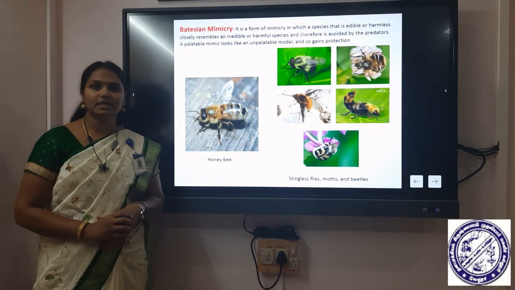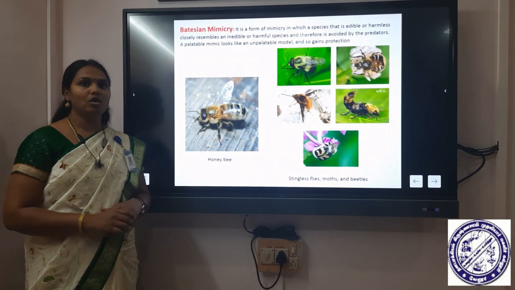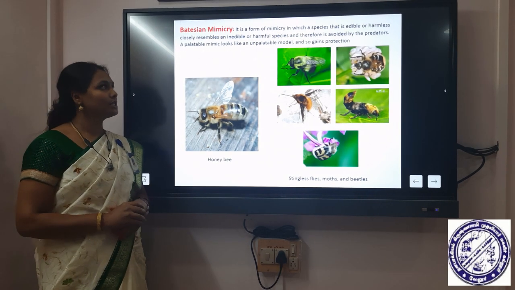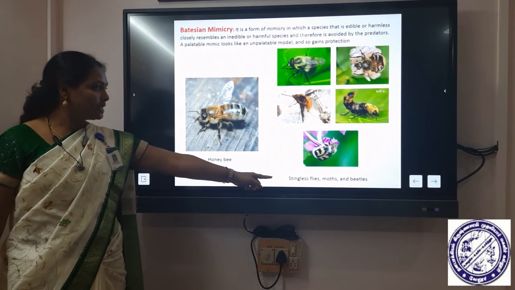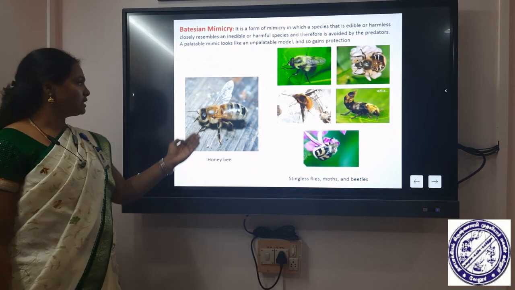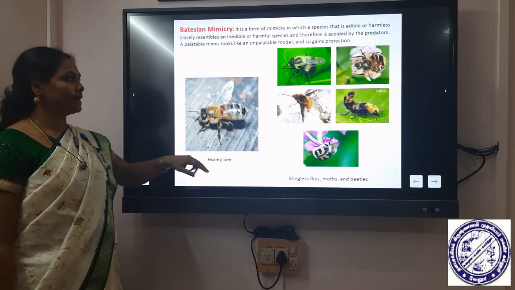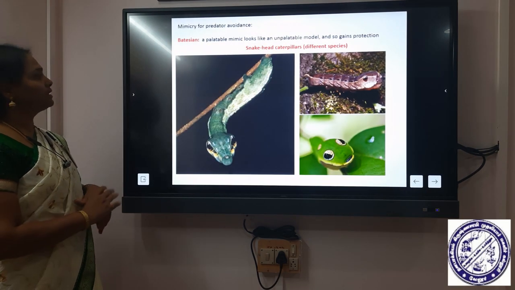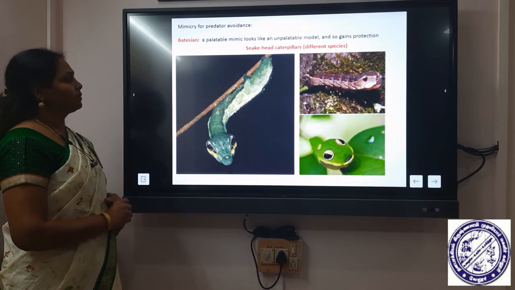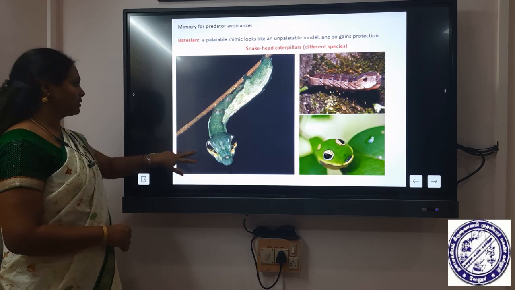So next one is Batesian mimicry, in which a species that is edible or harmless resembles an inedible or harmful species. For example, here you can see these stingless flies or moths or beetles which are harmless, they resemble this harmful honeybee. In this way they get protected from the predators. Another example is the snakehead caterpillars. These are actually palatable and they mimic unpalatable models.